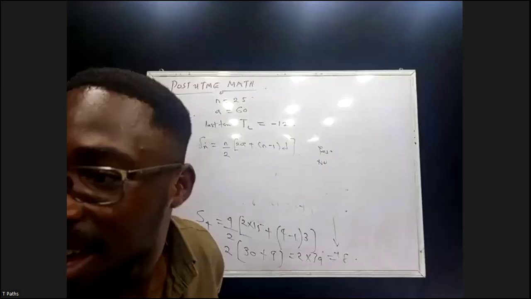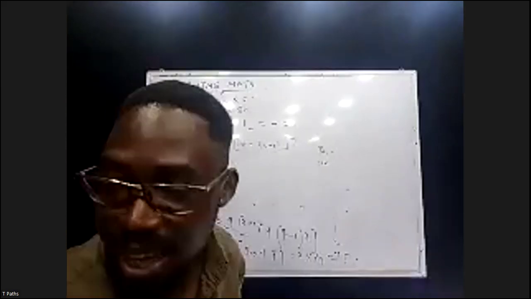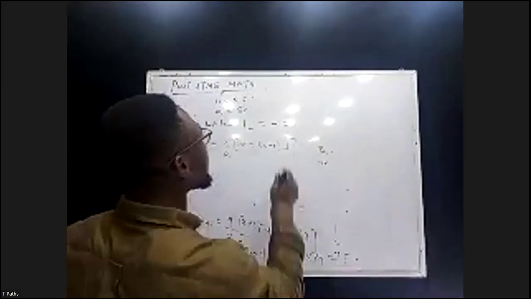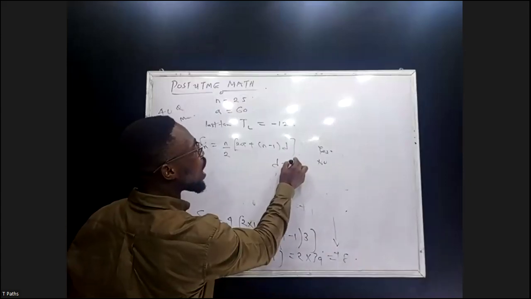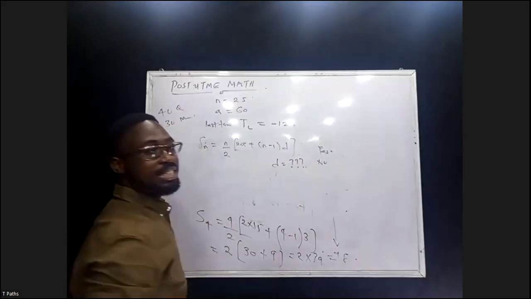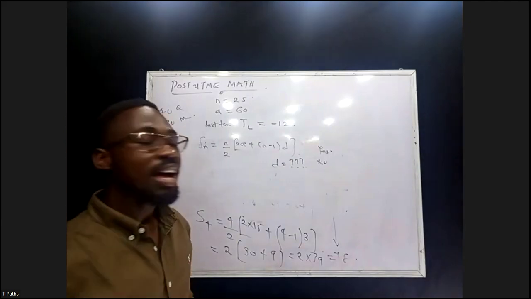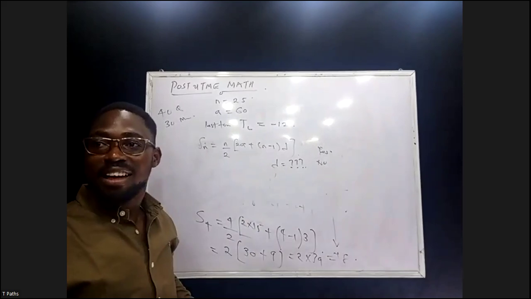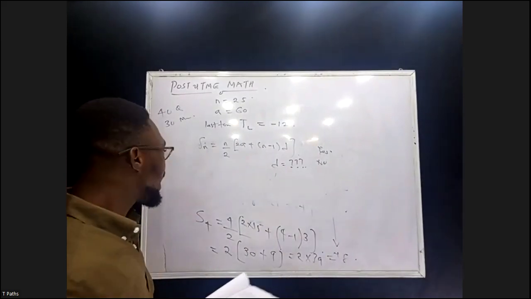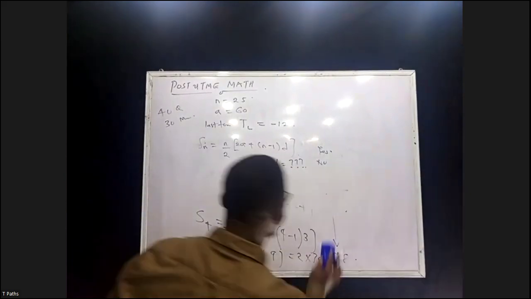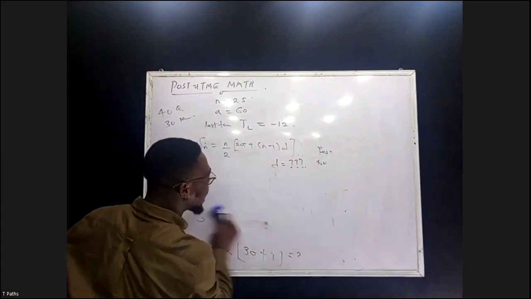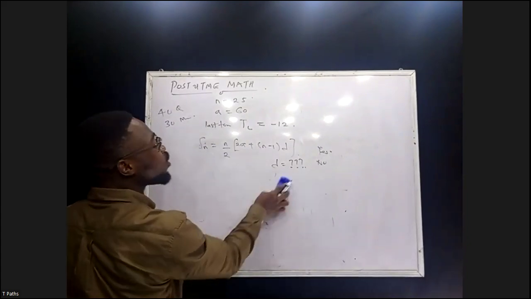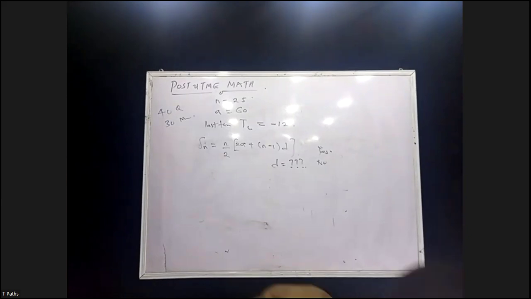So that means that I have a task. The common difference D is not there. How do I get the D? Okay, so if that is the case, that means I must look for how to get my D to successfully use this formula.